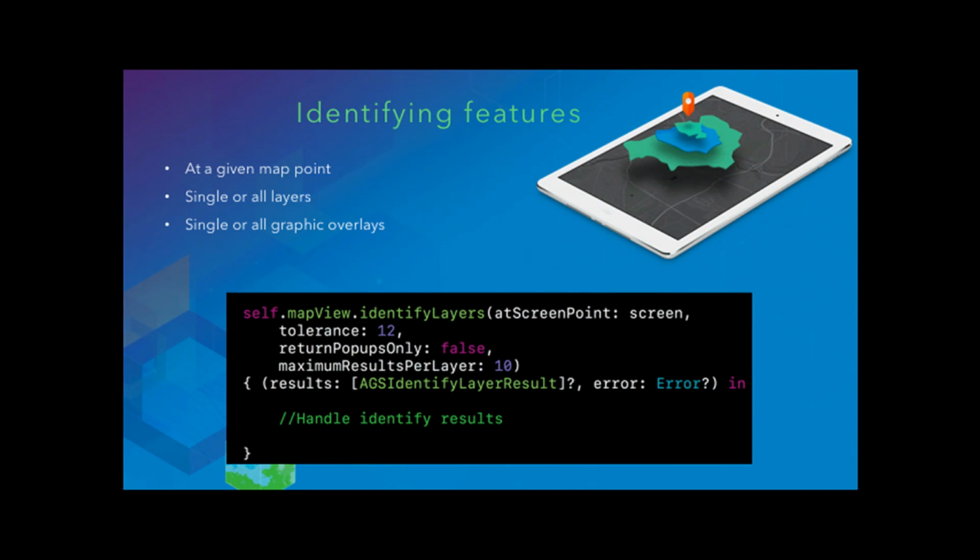Next is identifying features. Divesh talked about it a little bit. Basically, identify allows you to discover features at a given map location. You can explore features from a given layer or all layers in your map. Similarly, if you have graphics added to overlays, you can explore those as well. The results of identify operation contain the features or graphics at that particular given location.